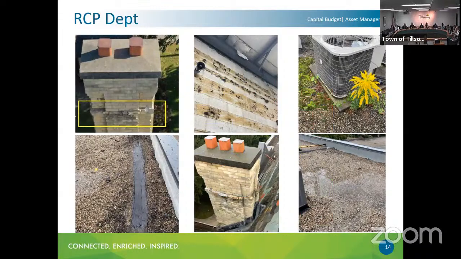As of right now, I'll call up, she's already up, the RCP director to speak to some of the slides in relation to some of the assets and what we've seen in the RCP department. So, Julie, perfect time.